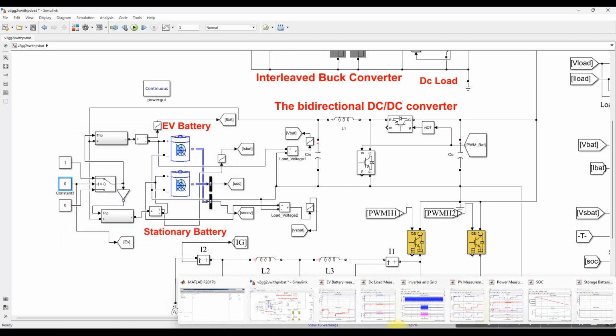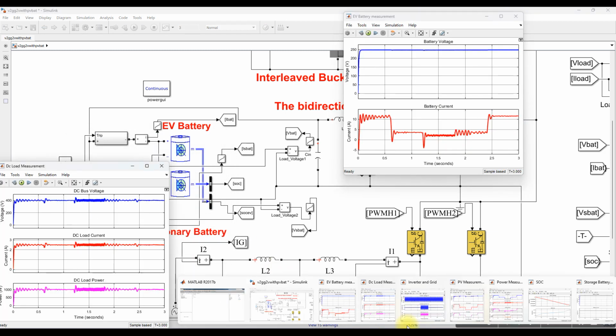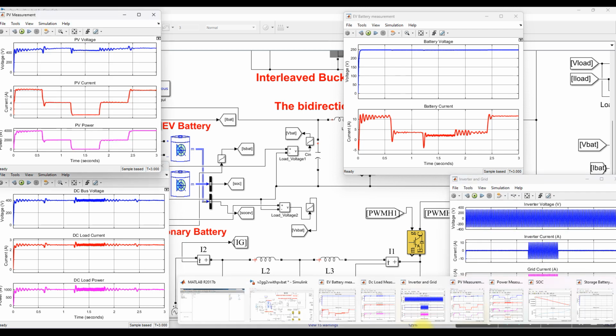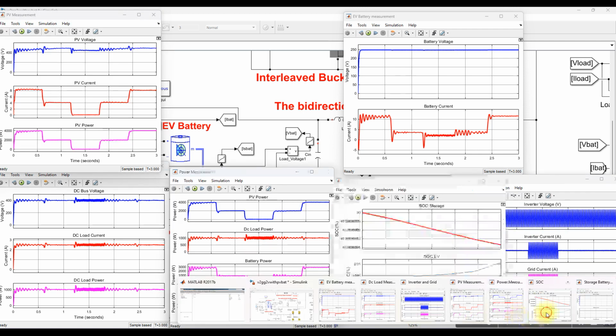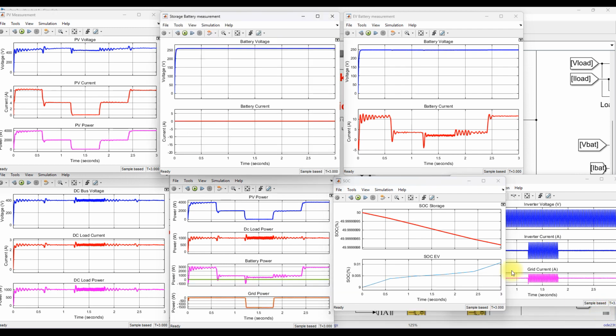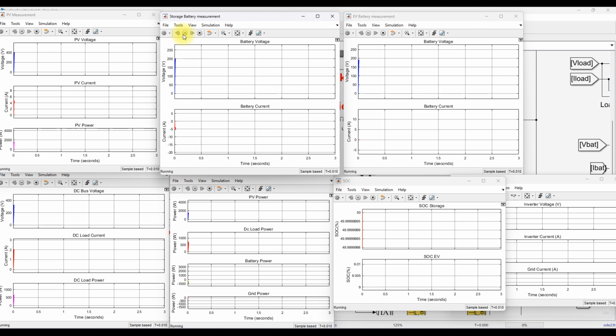Now I am going to change this control logic to 0. So now the storage battery is connected to the system, and then you have to check the result. What happened to the system? Changing that condition, now the EV battery is not connected in the system. Now you have to check the results.